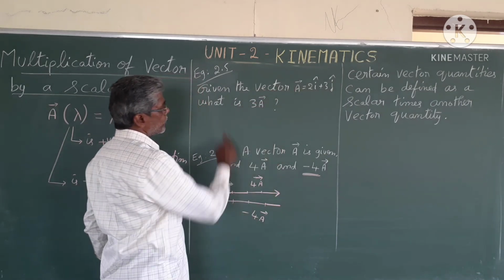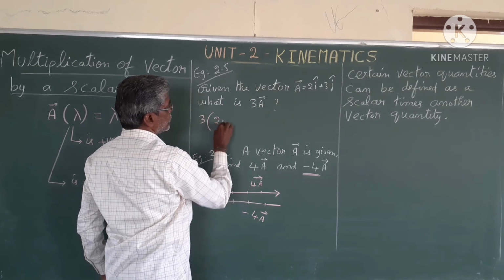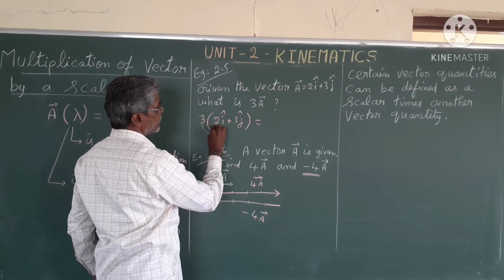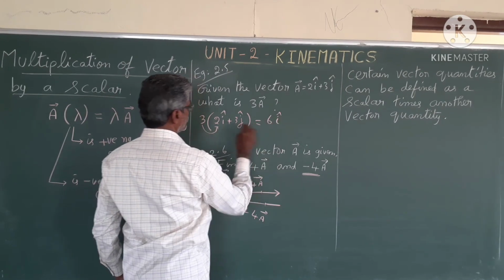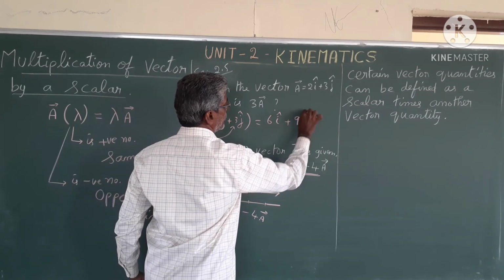Now let's see this example. Given the vector, what is 3a vector? So 3 into a vector, 2i plus 3j cap. Just multiply 3 into 2, 6i vector, plus 3 into 3, 9j cap.